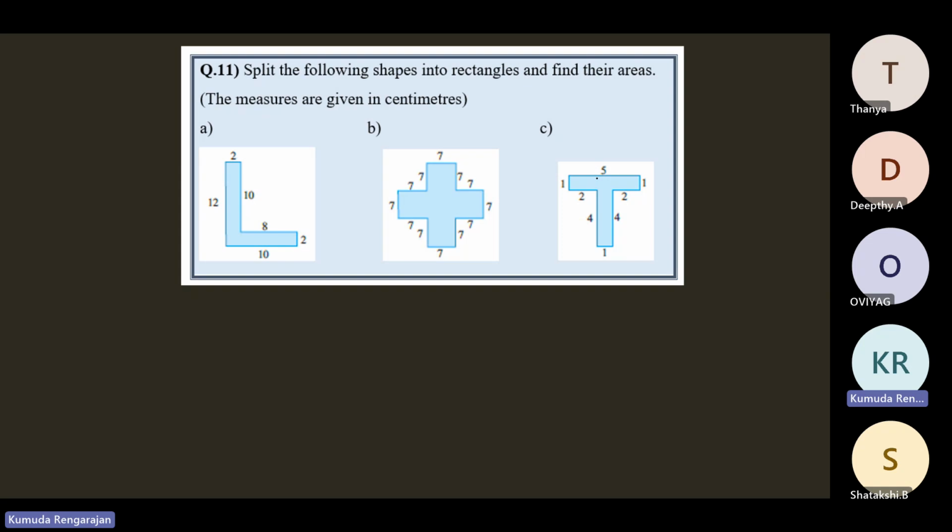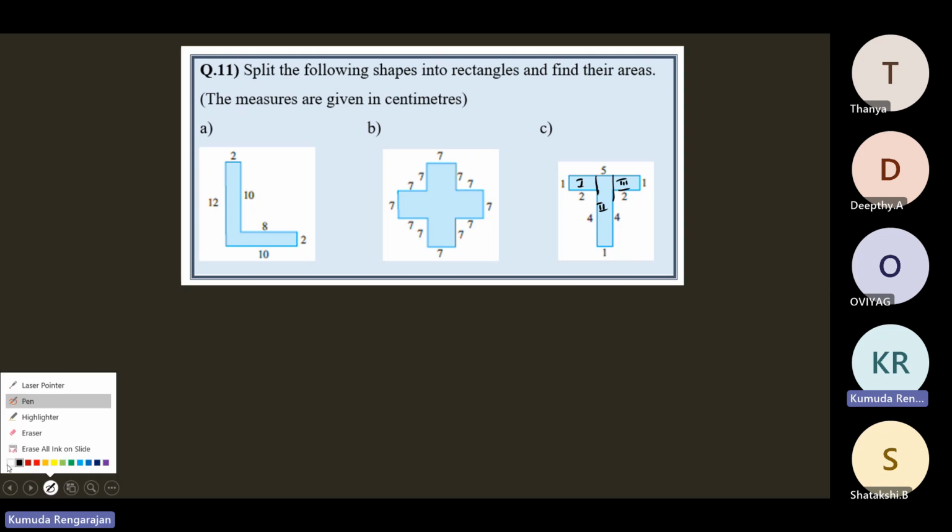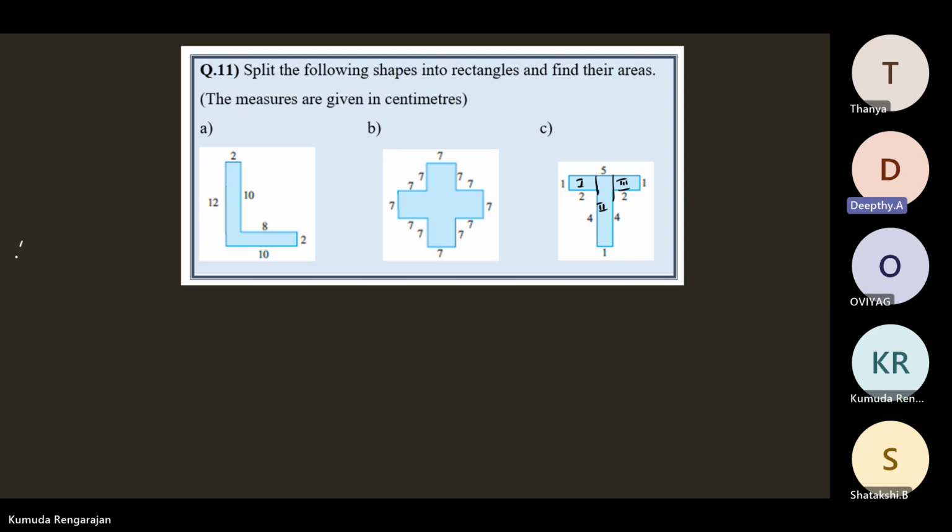So let me divide it like this. So this makes it region 1, region 2, and region 3. Yes, Deepti, tell me now. What is 1 minute, ma'am.